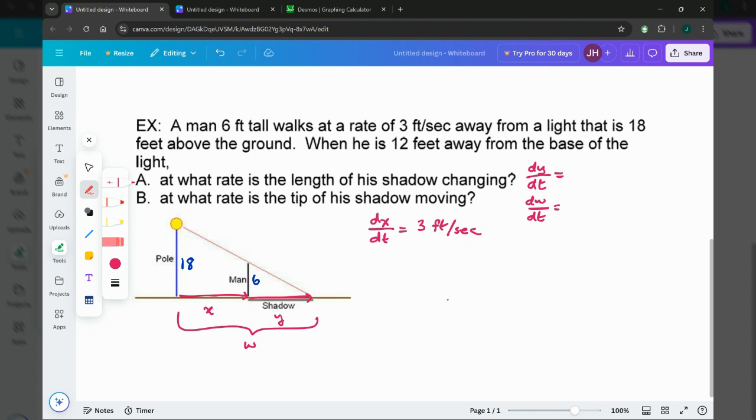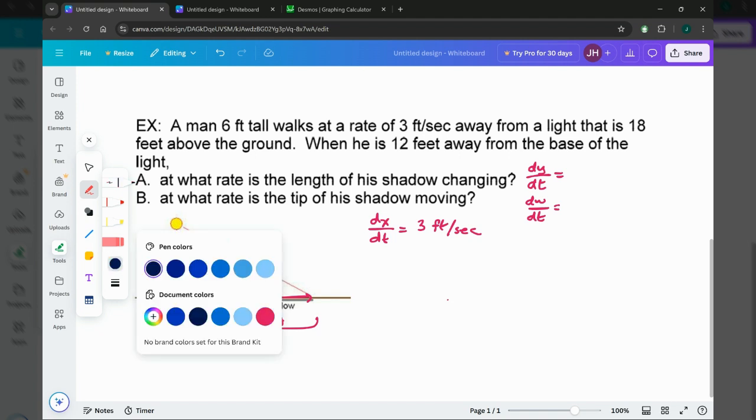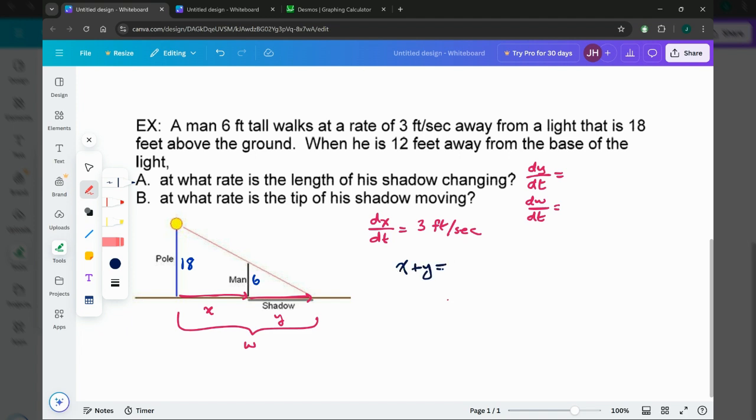So I need something that involves x, y, and w. Well, actually, that's pretty easy. x plus y equals w. I have an equation. x is changing. If the man keeps moving, his shadow is going to keep getting bigger, and the tip of his shadow is going to keep moving. So all three of these variables, I'm not going to plug in anything for these variables. The derivative of x is dx/dt. The derivative of y is dy/dt. The derivative with respect to time of w is dw/dt. And there's only one of those variables that I know right now. Which one is it? I know dx/dt is 3.